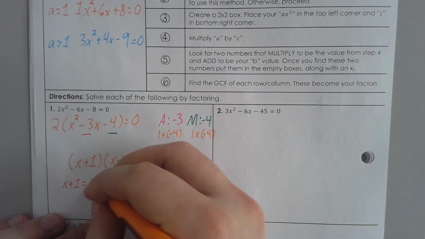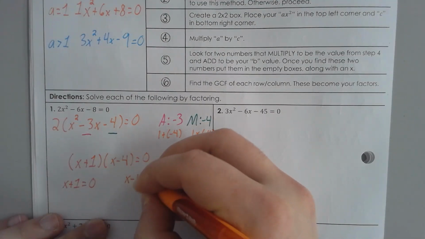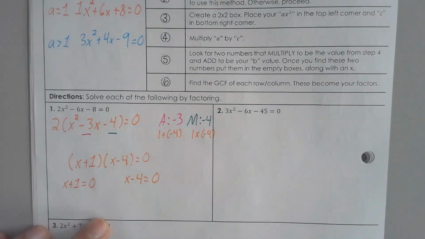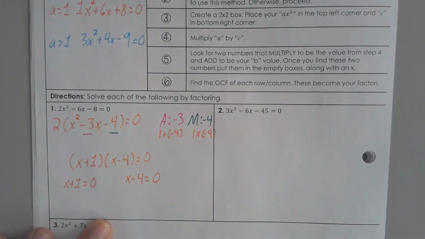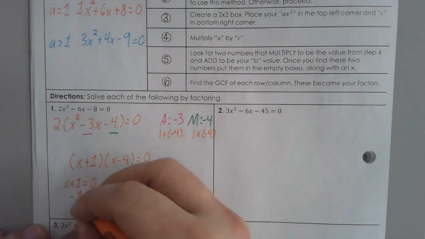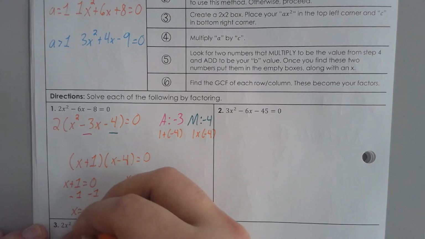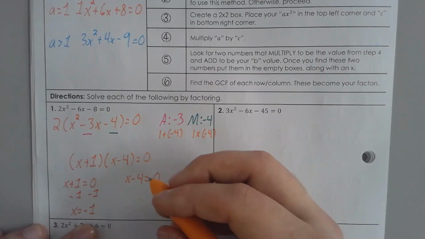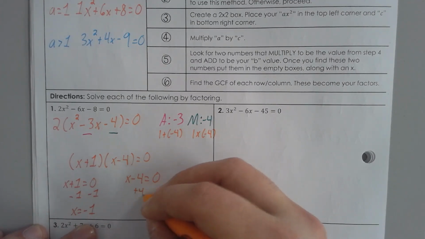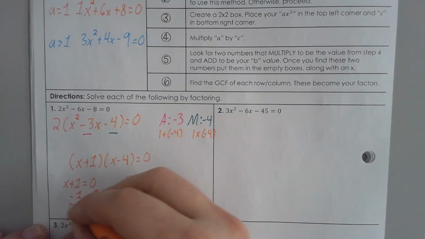x plus 1 equals 0, and then x minus 4 equals 0. So break them apart, set them both equal to 0, and then solve for x. On this side, we're just subtracting 1. x equals negative 1. On the other side, we're adding 4. We get x equals 4.